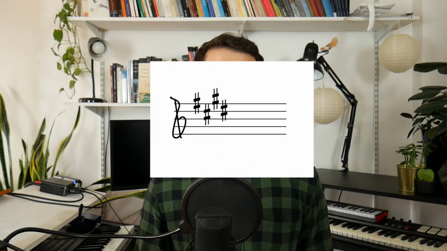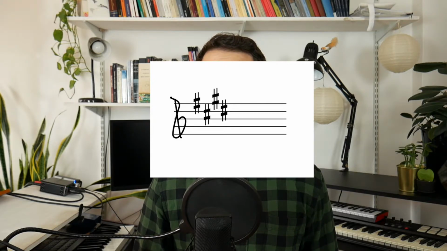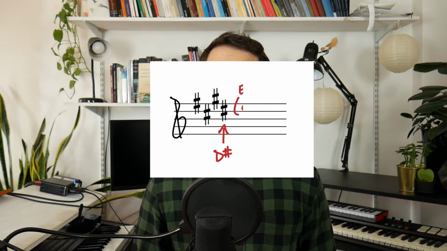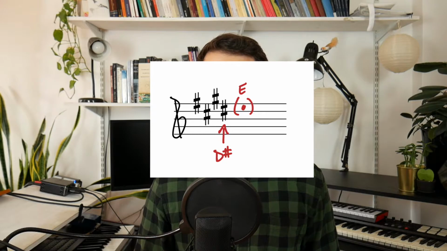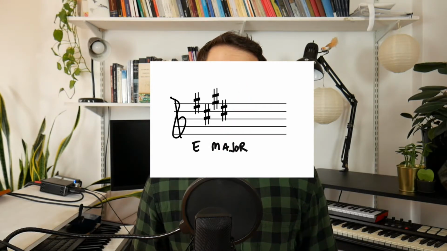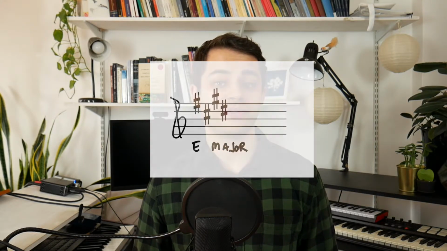In our example on the screen here, we have 4 sharps, the last of which is D sharp. One half step above D sharp is E natural, so that should be our tonic pitch. Sure enough, the key of E major uses 4 sharps.